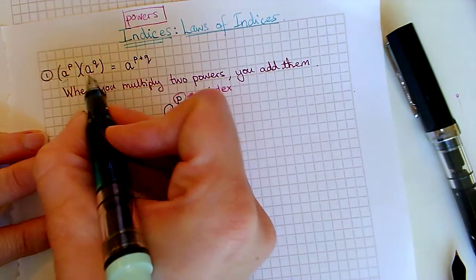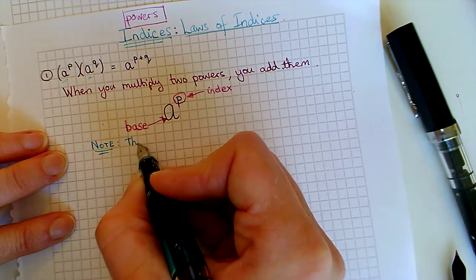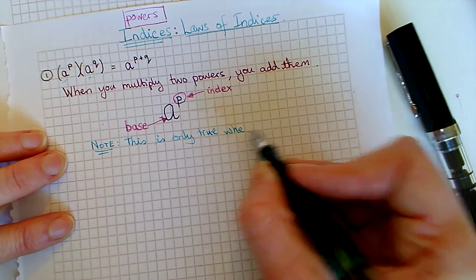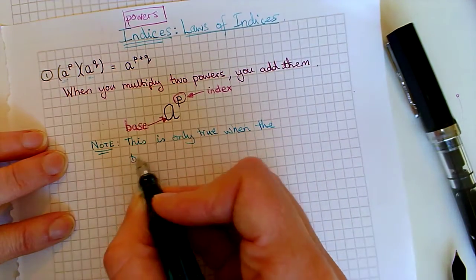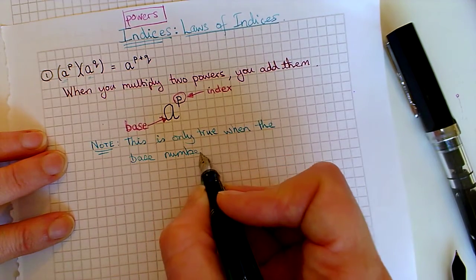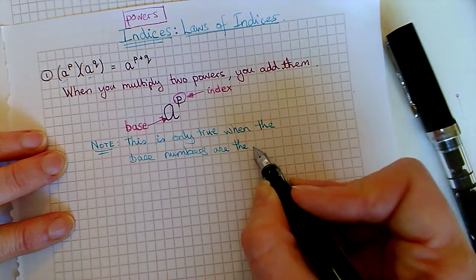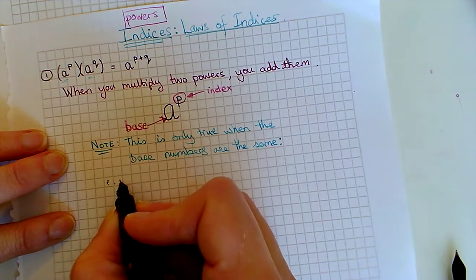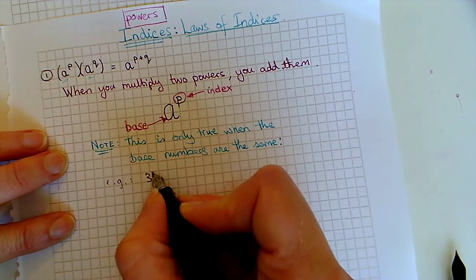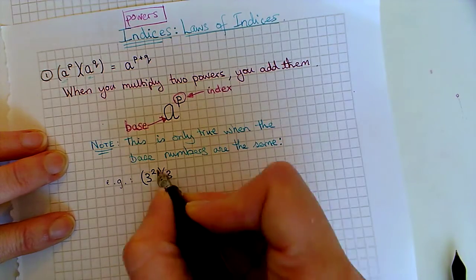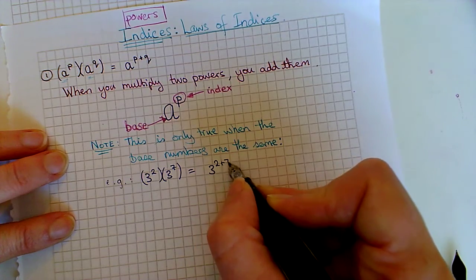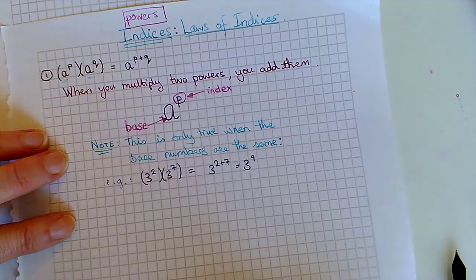it is only true when the base numbers are the same. So for example, if I have 3 to the power of 2 multiplied by 3 to the power of 7, that's not 3 to the power of 14, it's 3 to the power of 2 plus 7, it's 3 to the power of 9. So that's what I'm talking about, adding the powers like this.